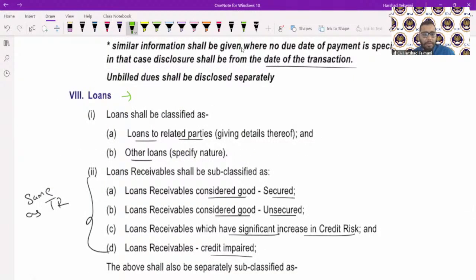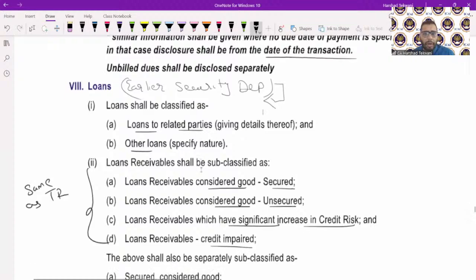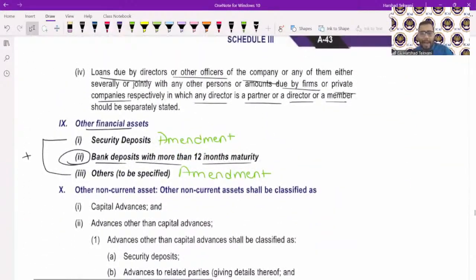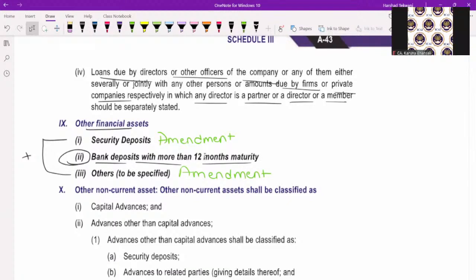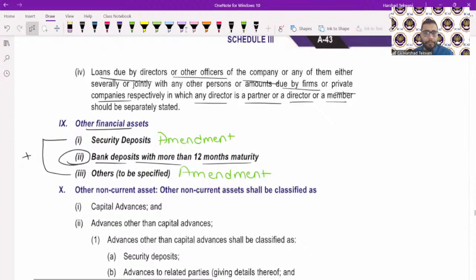Earlier security deposit was here, either under the head of loan or in the current assets under the head of loan. But now a separate other financial asset has been created under which the security deposit has been shifted. I hope I'm clear with this particular bifurcation. So there is an amendment with respect to the security deposit.